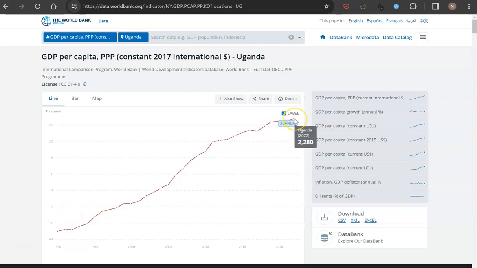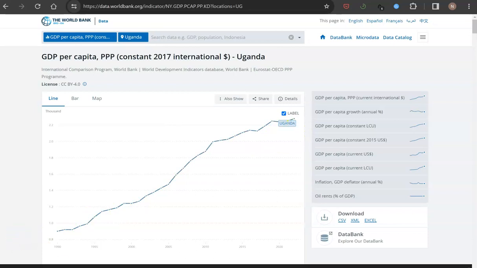So the most current number is 2280. Going all the way back, 1990 was 902, and because this is in constant dollars, these are directly comparable. So the GDP per capita is more than double what it was in 1990. So in the 30 years, there's been some kind of growth. It's more than double what it was, but it's still relatively low.